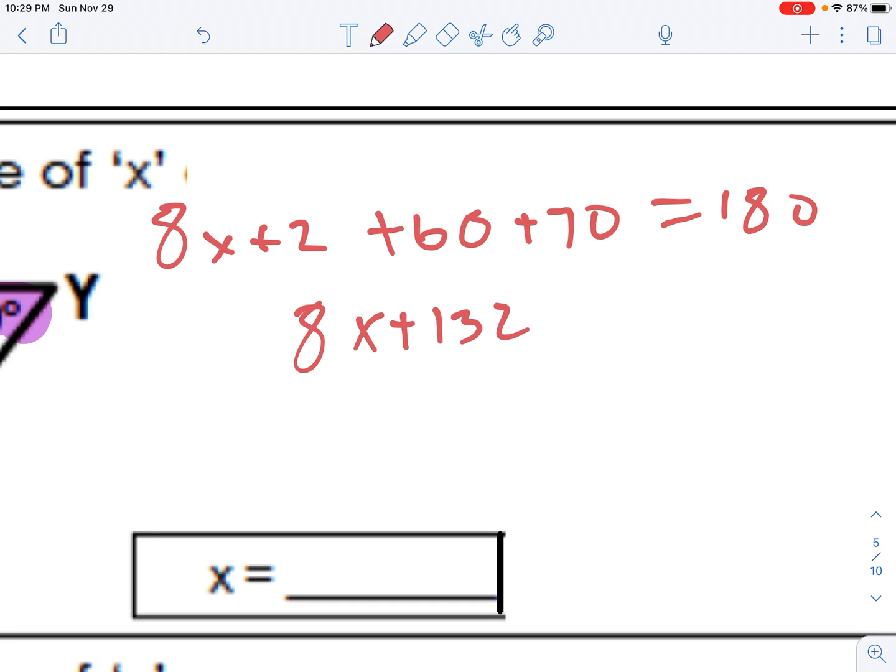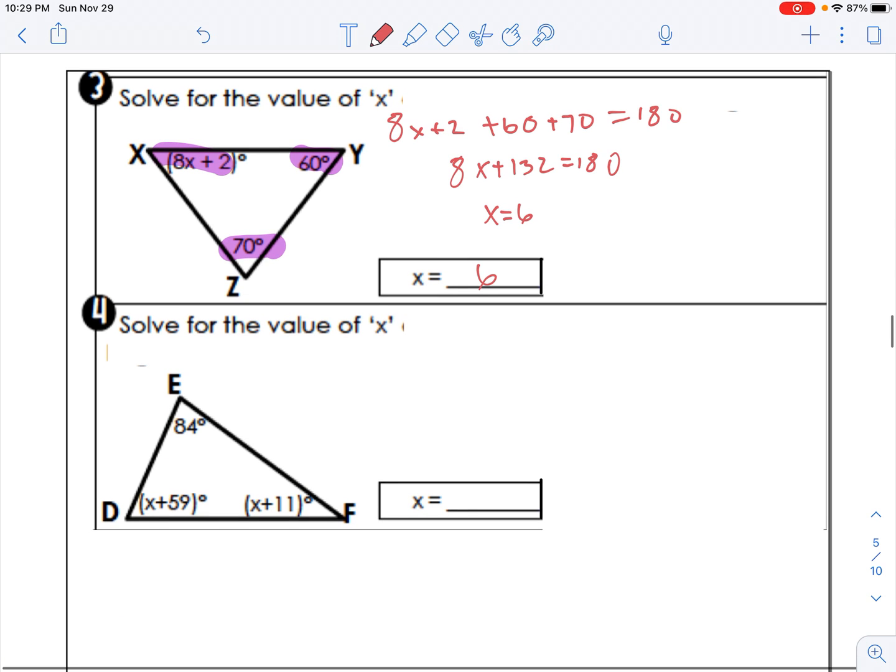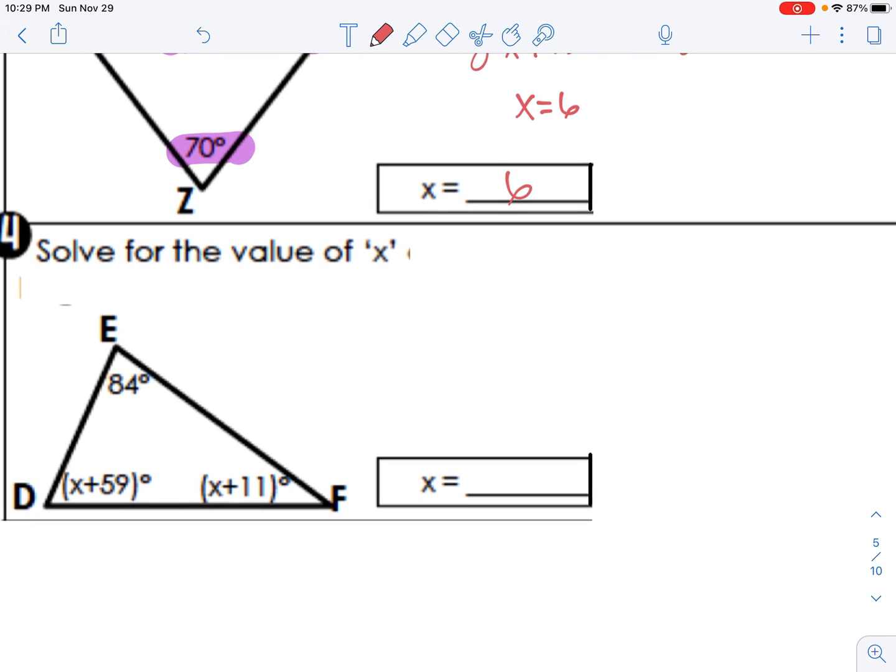It's going to be 132 is equal to 180. And then you can go ahead and subtract the 132, and then divide by 8. And you get x is equal to 6. Mission accomplished.